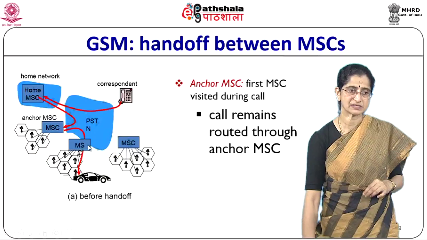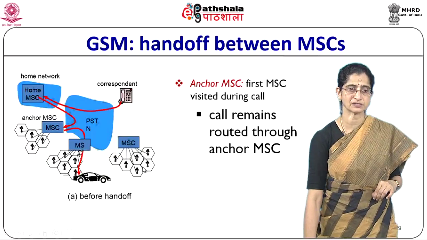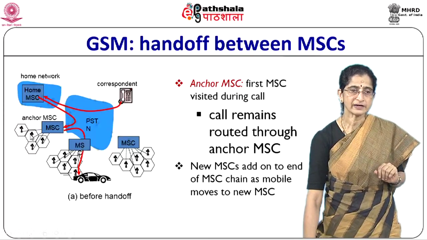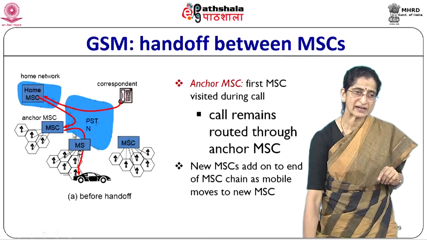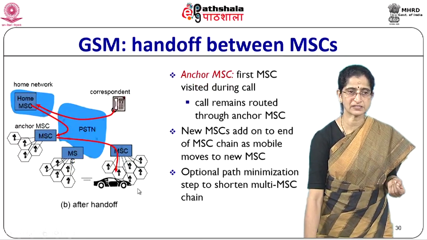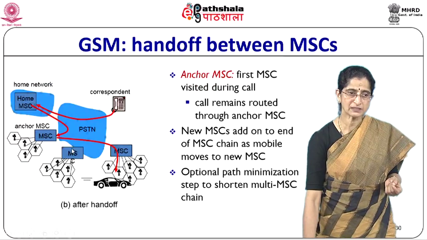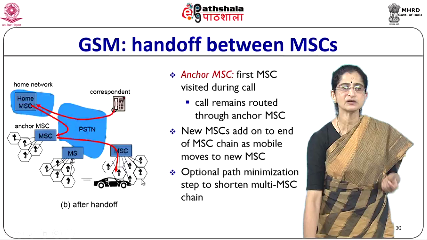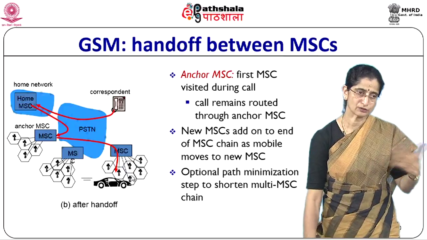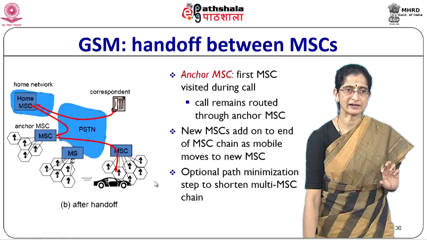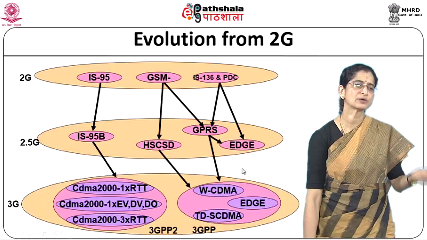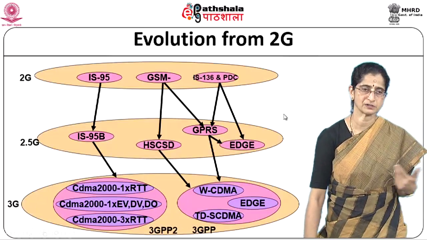When you have different MSCs, for instance, he is moving from one MSC to another MSC to another MSC, the call will be routed to the first MSC, which is called the anchor MSC. When new MSCs are added, you add them on to this chain. So it will go from here to here, and from here it will be sent to this one. You can also do certain optimizations wherein you can optimize the path by skipping this MSC and going from the anchor MSC to the final MSC, the one you are currently connected to. These are things that are done in order to facilitate mobility. These are basically the things that are handled in the 2G network. This is the evolution from 2G to 3G, and we will be looking at how 2G to 3G evolution happens in a subsequent talk.